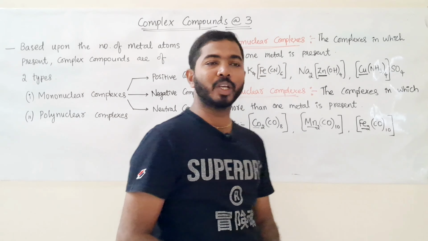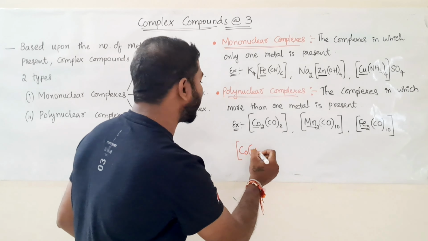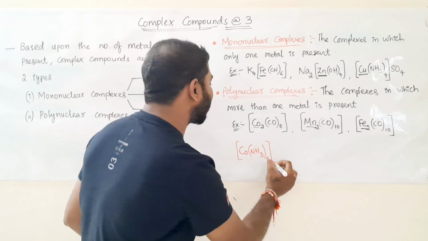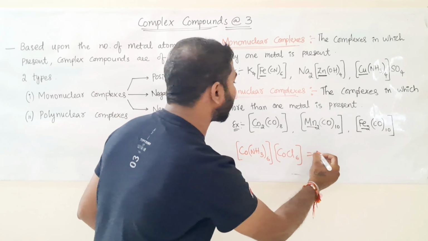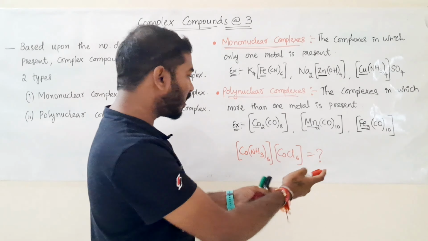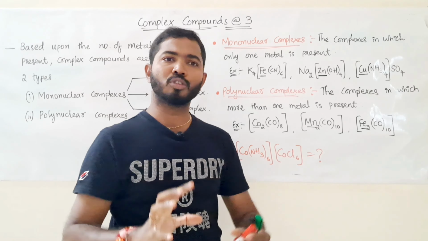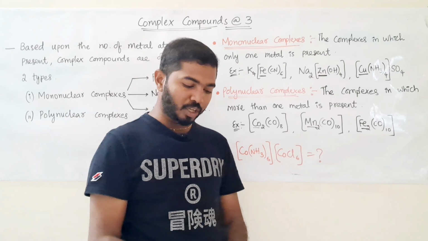So let me give you a question here. You have to define what type of complex this is. Is this complex a mononuclear complex or a polynuclear complex? That is the question I am giving to you. Here you can see two cobalts, so generally you say it is polynuclear.